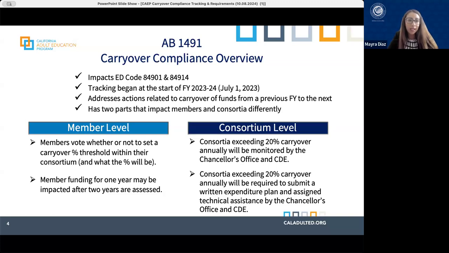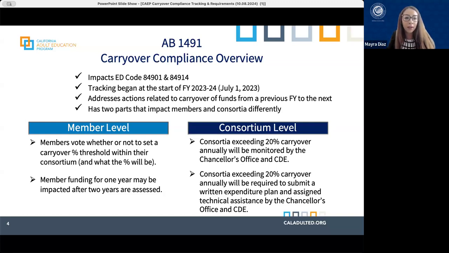Essentially what this legislation does is address the actions related to carryover of funds from a previous fiscal year to the next. There are 2 key parts to the carryover compliance legislation that we hope you are able to take away from this presentation today. They do track concurrently and have an impact on one another. However, there are 2 separate aspects to this legislation.